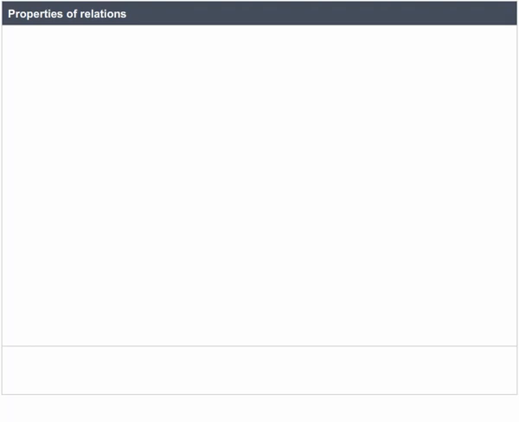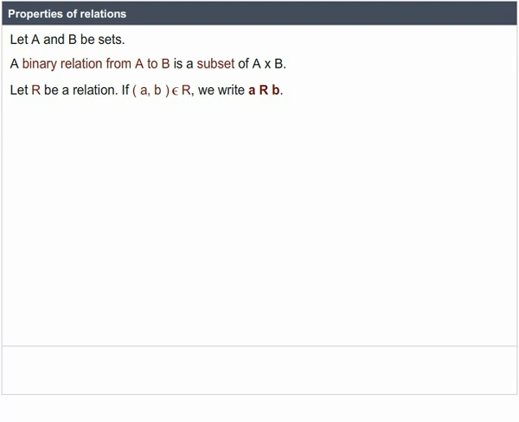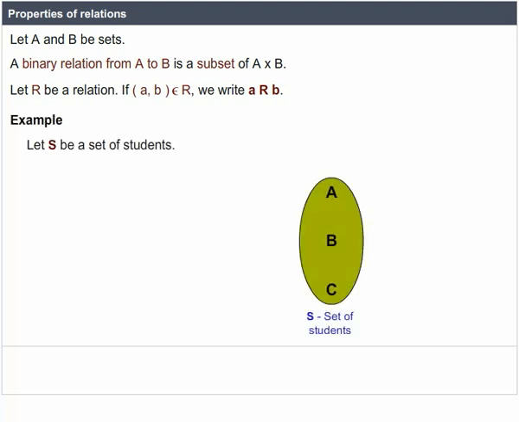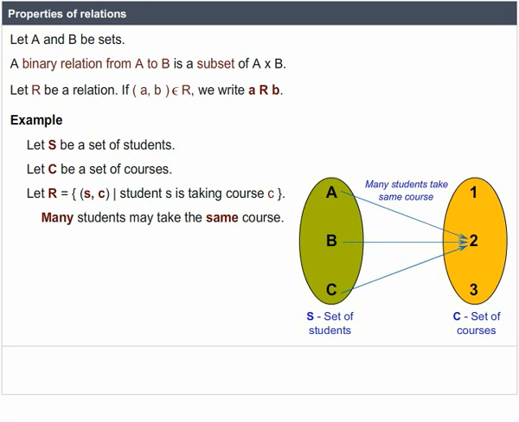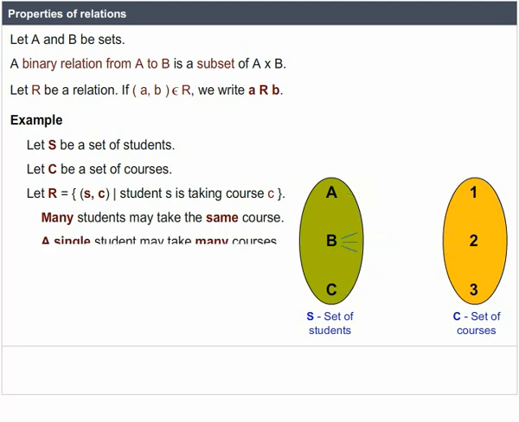Properties of relations. Let A and B be sets. A binary relation from A to B is a subset of A cross B. Let R be a relation. If (a, b) belongs to R, we write a related to b. Example. Let S be a set of students. Let C be a set of courses. Let R equal the set of pairs (s, c) such that student s is taking course c. Many students may take the same course. A single student may take many courses.